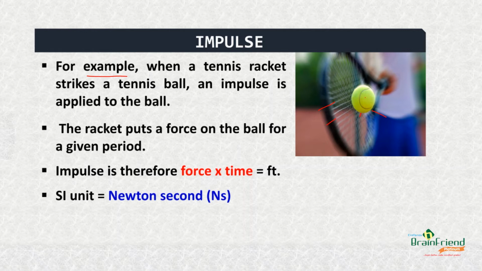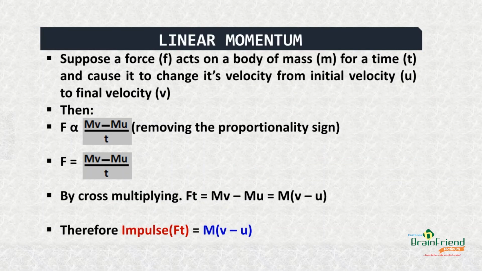Impulse is therefore force times time, which is Ft. The SI unit of impulse is Newton second. Now let's see this mathematical illustration. Suppose a force F acts on a body of mass m for a given time t and causes it to change its velocity from initial to final velocity.